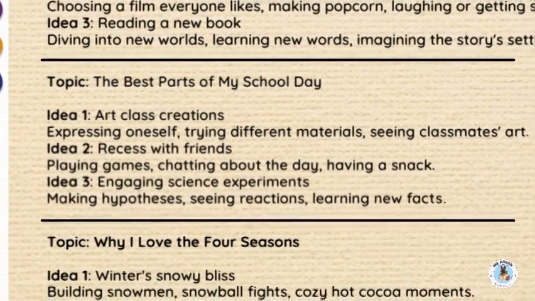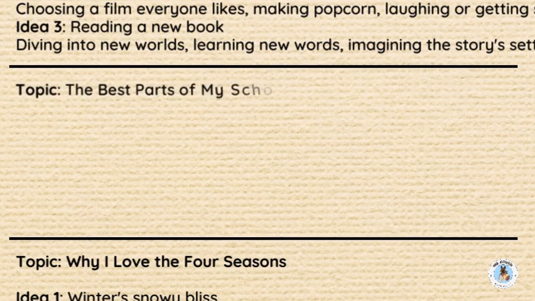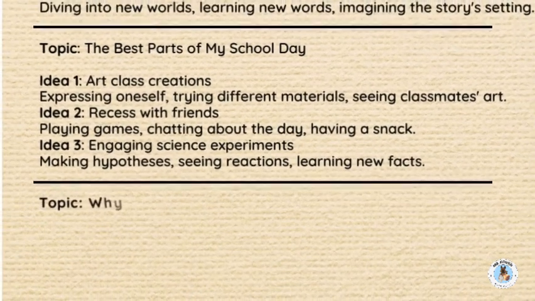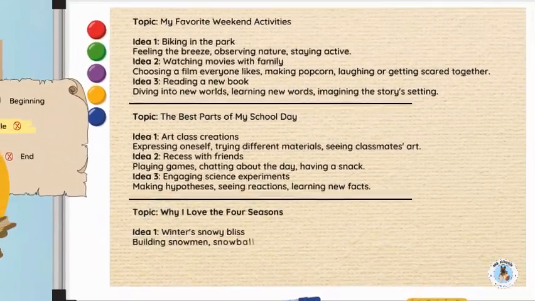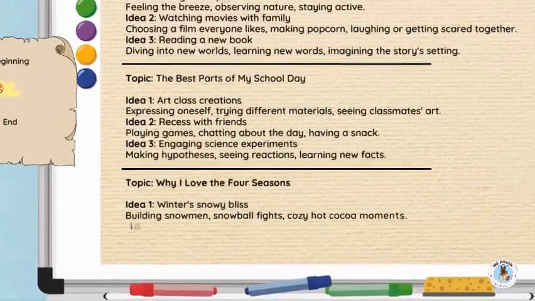Idea 3: engaging science experiments. 1. Making hypotheses, seeing reactions, learning new facts. This topic and the activities are ready for 3 separate paragraphs with 3 ideas to write about in each paragraph. Topic: why I love the 4 seasons.